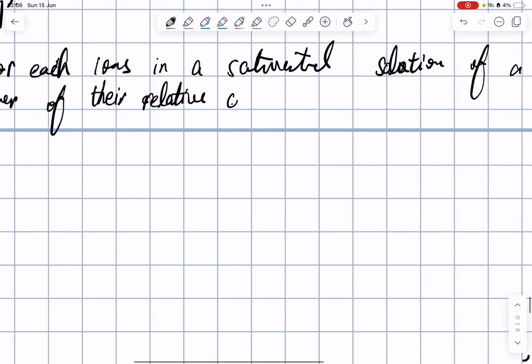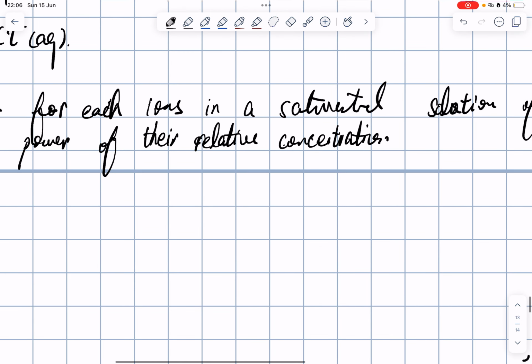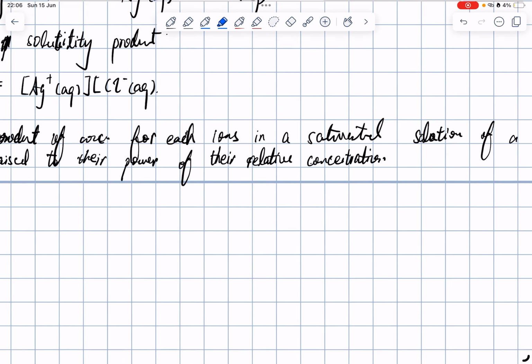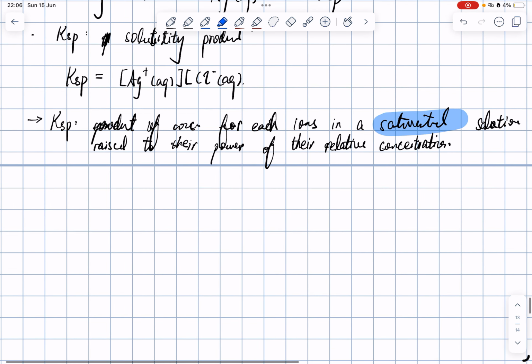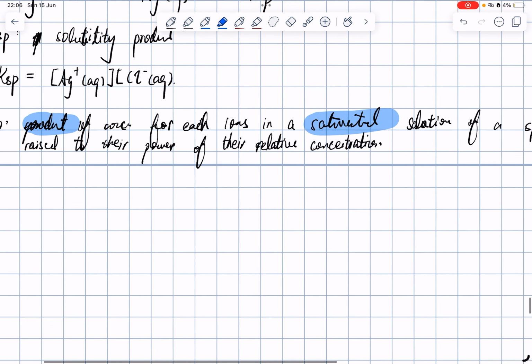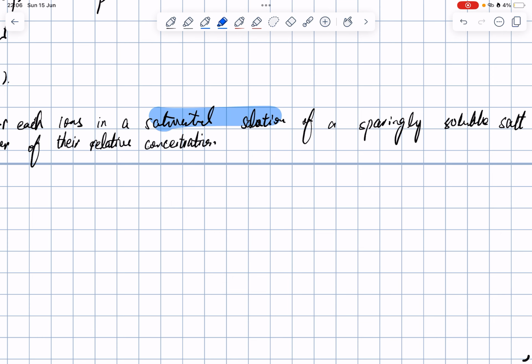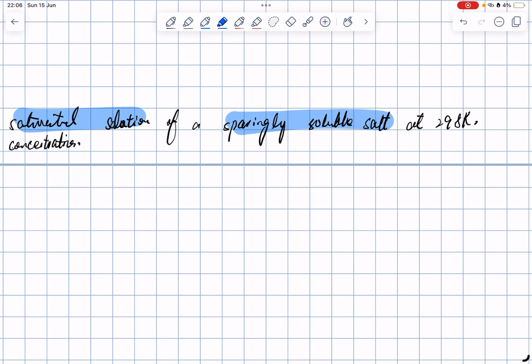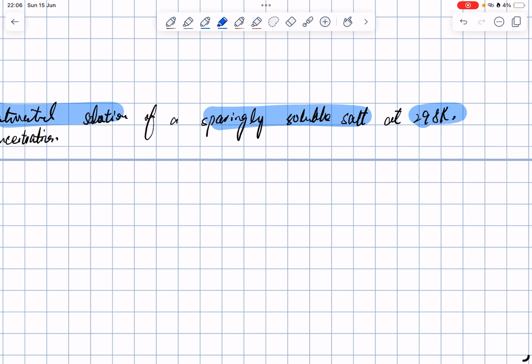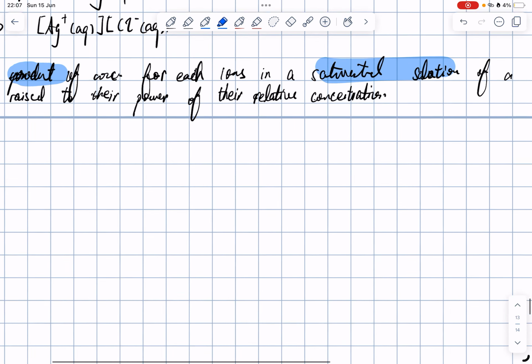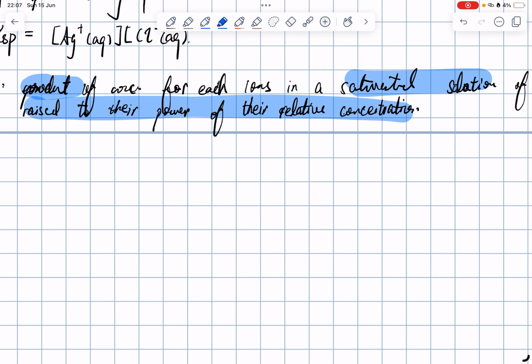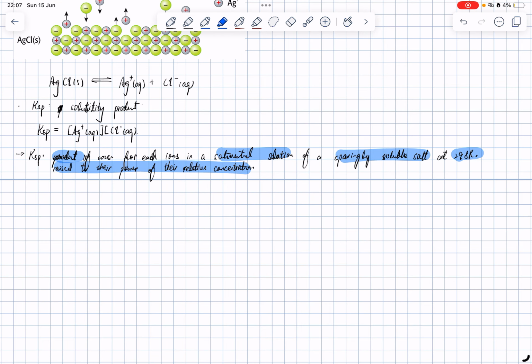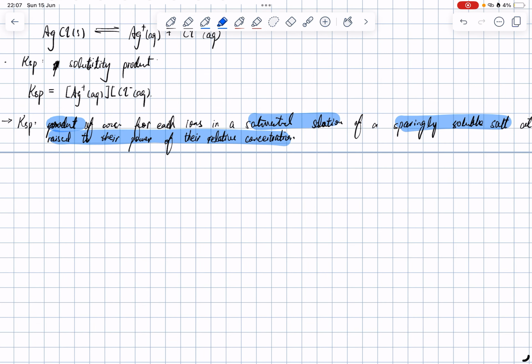Their relative concentration just refers to those numbers in our stoichiometric equations. We will see. So the most important things are: first, saturated solution; first, product; second, saturated solution of sparingly soluble salt at 298 kelvins, raised to the power of relative concentration. You have to recite this. This is a long sentence, isn't it?